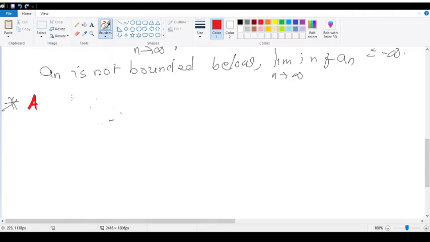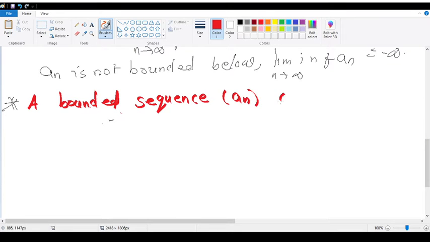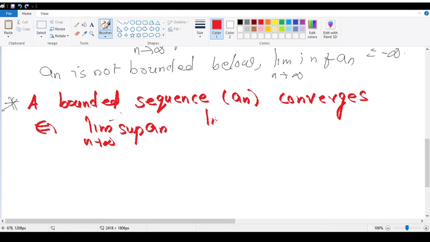Next, this one okay? A bounded sequence. Is this okay? Yes, ma'am. Okay. A bounded sequence an converges if and only if limit sup of an as n tends to infinity and limit inf of an as n tends to infinity are both equal. That is, for a bounded sequence, the sequence is convergent when limit sup and limit inf are equal.